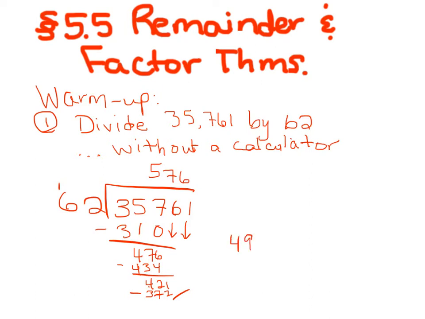Back when you were little, you'd put this up here with an R next to it, and you'd say R49. As you got a little bit more mature, you rewrote this to say 576 and 49 over 62.